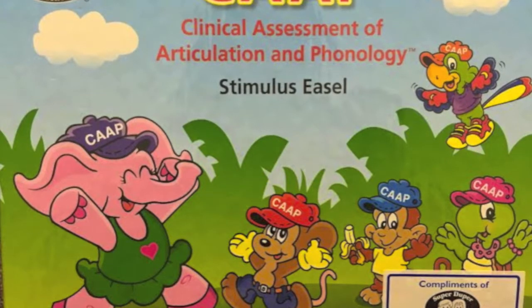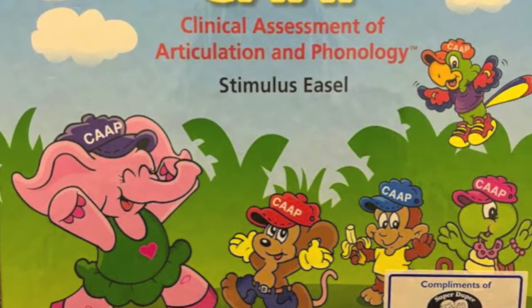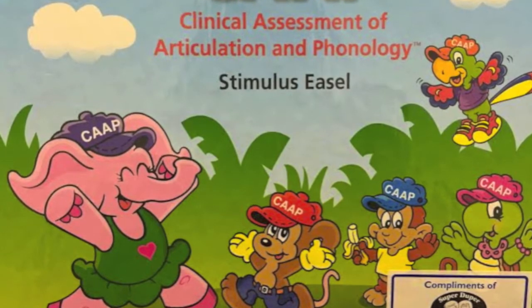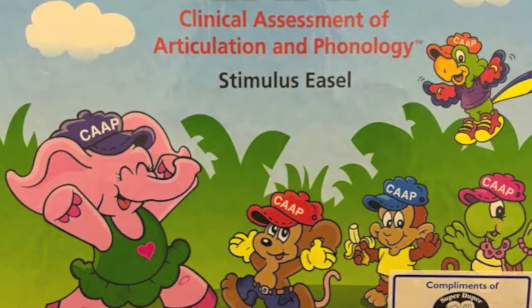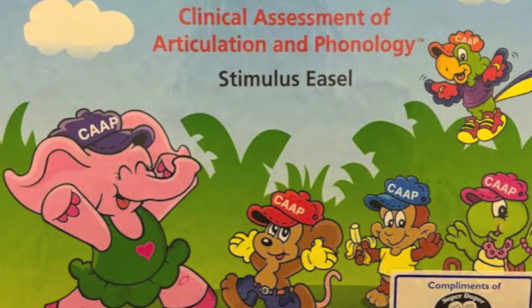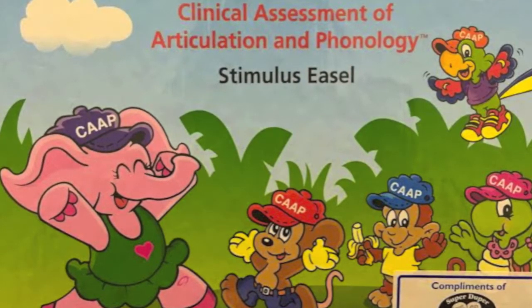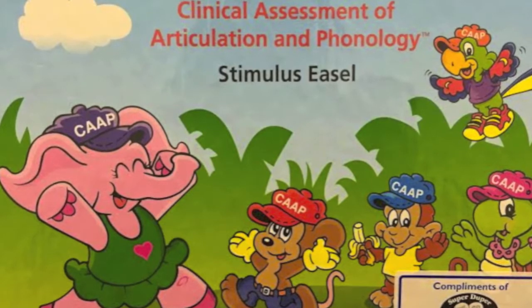The stimulus easel is a booklet containing colorful illustrations that stands up on the table. There are 5 tabbed sections, including 3 administrative components titled Consonant Inventory, School-Age Sentences, and Phonological Process Probes, as well as 2 introductory stories.